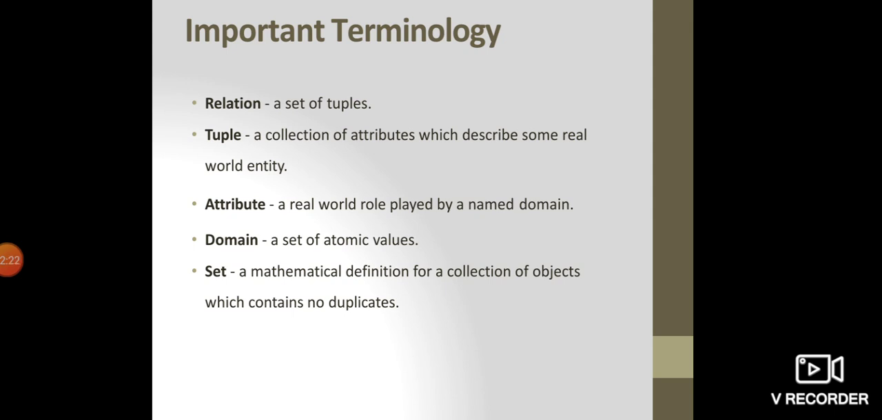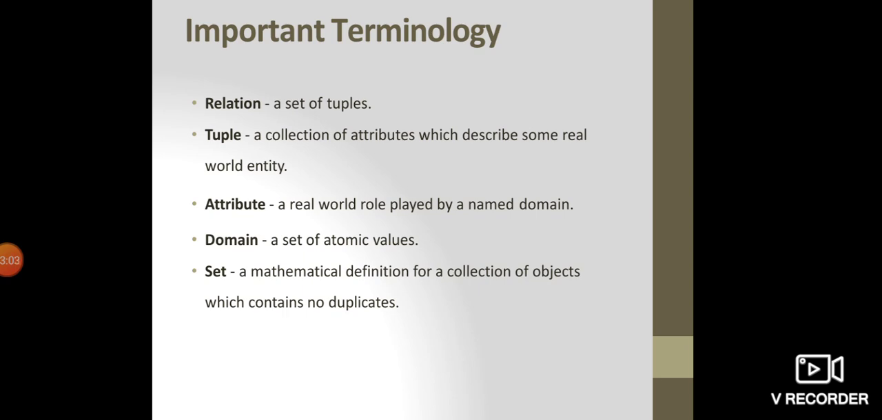And a domain means, for example, project is one domain, and sales and delivery is another domain. Suppose you want to perform a union operation between two tables, both tables should be of the same domain. If you want to union two tables, the two tables should have the same degree as well as the same domain. Otherwise you cannot perform the union operation. And then the next one is set. A set is actually a mathematical definition for a collection of objects which contain no duplicates.